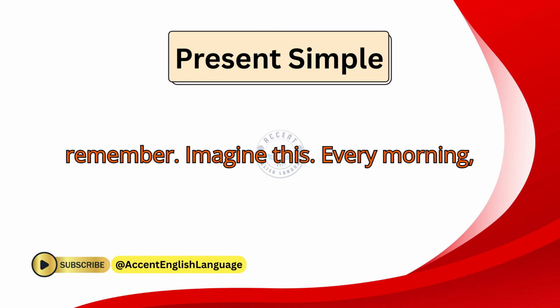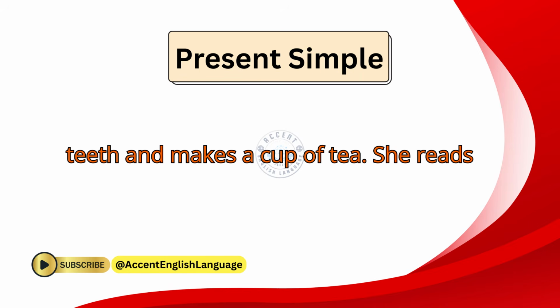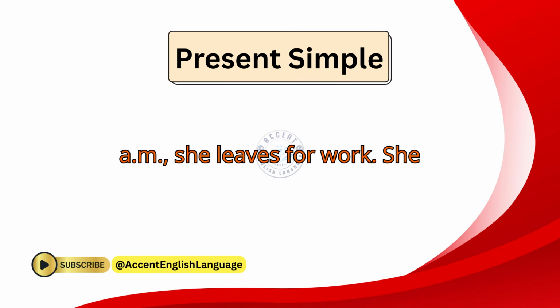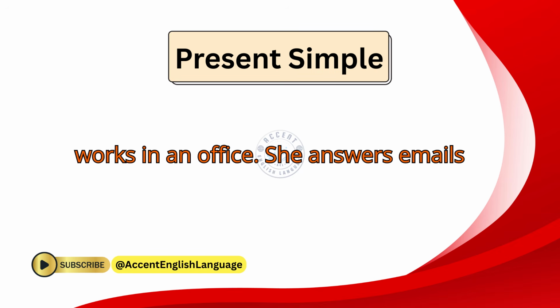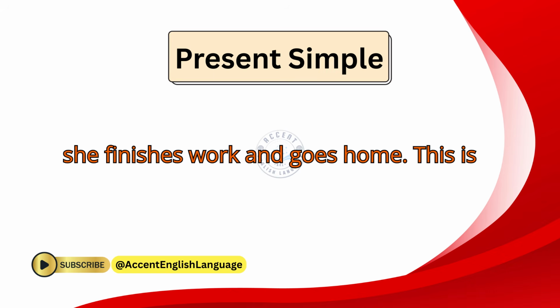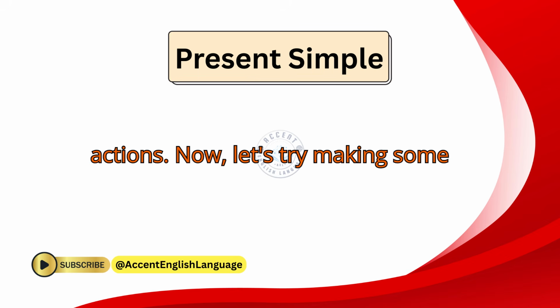Imagine this. Every morning, Anna wakes up at 6 a.m. She brushes her teeth and makes a cup of tea. She reads the newspaper and eats breakfast. At 7 a.m., she leaves for work. She works in an office. She answers emails and talks to clients. At 5 p.m., she finishes work and goes home. This is Anna's daily routine, so we use the present simple tense for all these actions.